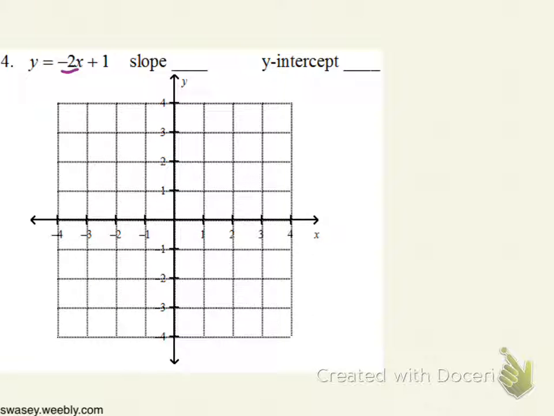Here our slope is -2. Think of that as a fraction, -2/1. The y-intercept is 1. So plot a point at 1 on the y-axis, go down 2, to the right 1. You can also go up 2, to the left 1.